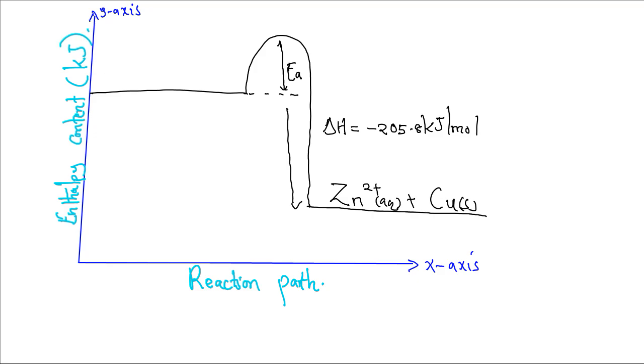So that is the illustration in the energy level diagram for the displacement of copper from its ions by use of zinc powder.